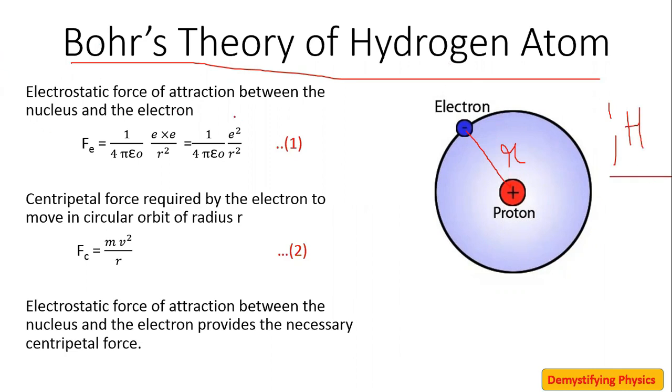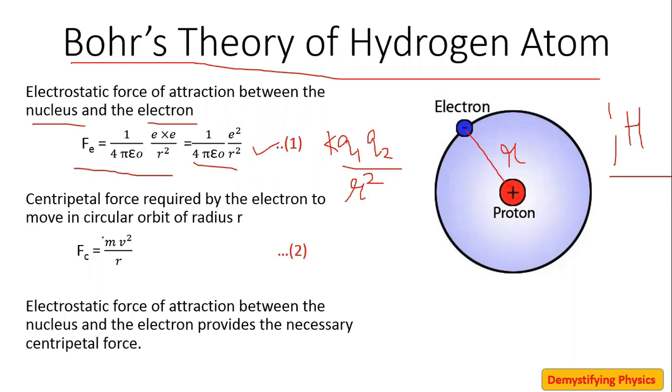Now what is the force of attraction between nucleus and electron? It is 1 by 4 pi epsilon naught e into e by r square. The formula is the formula for force between two charged particles, k Q1 Q2 by r square. So Q1 and Q2 both are equal to e. So the formula for electrostatic force of attraction is 1 by 4 pi epsilon naught e square by r square.